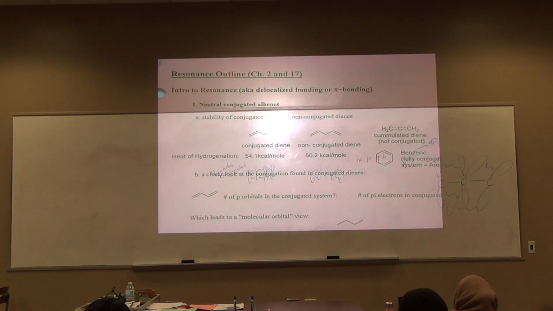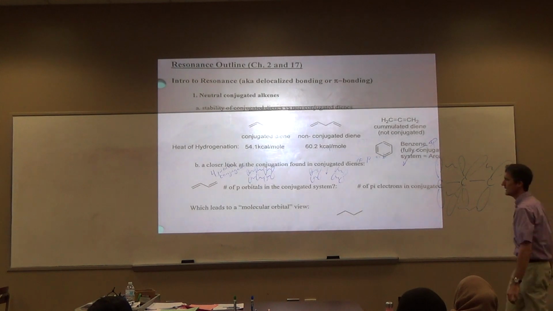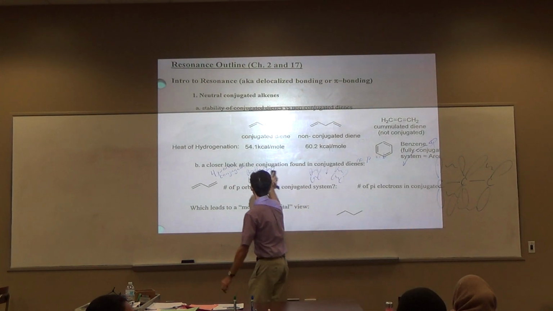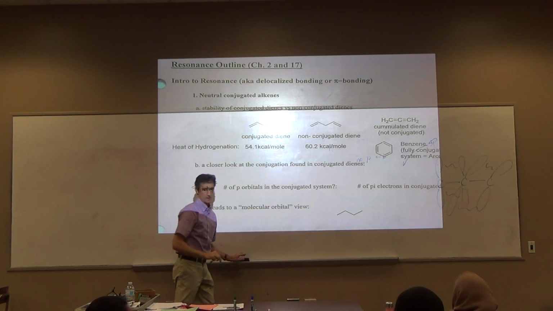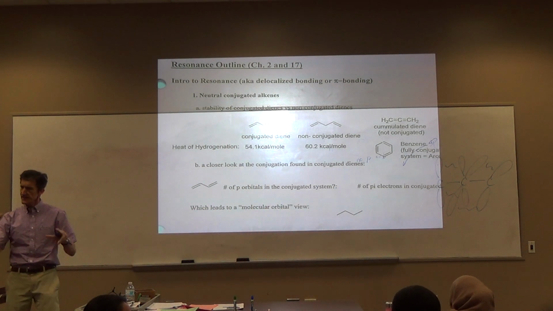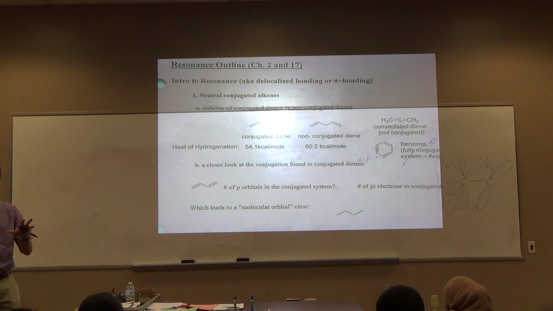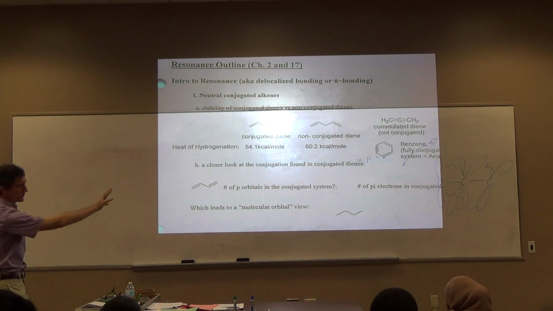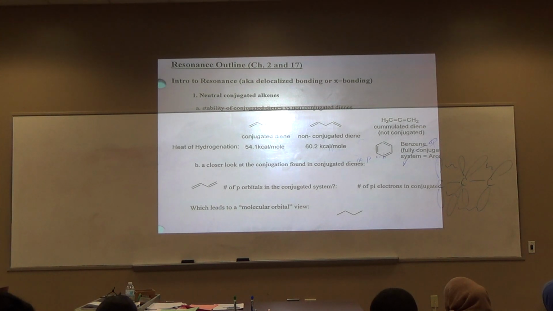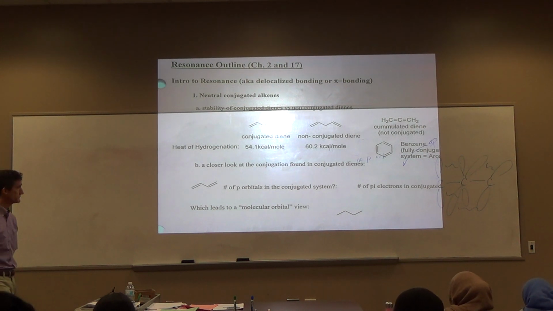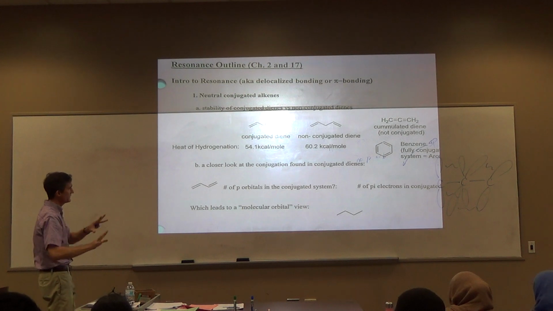Okay, a closer look at conjugation. A lot of this is just background. There are two parts of resonance. There's theory, understanding the orbitals that are there, the number of electrons, drawing things like that. That's part of it. The other part of resonance is doing it on your paper and drawing resonance. Right now we're looking at the theory.